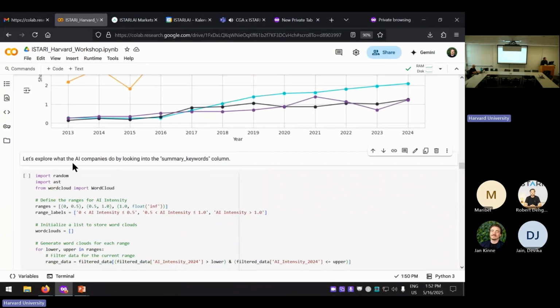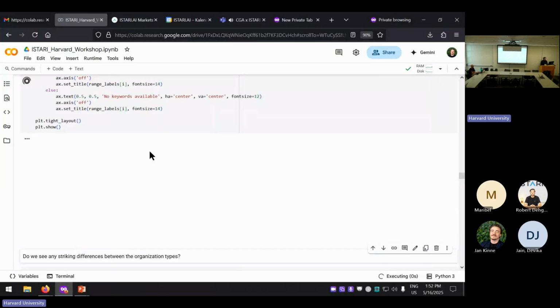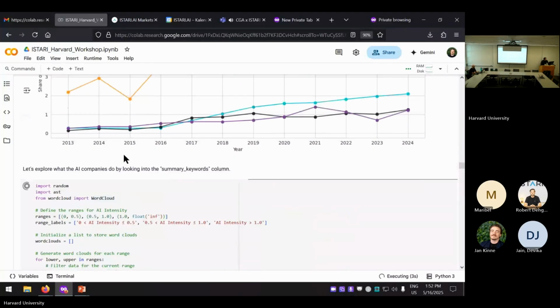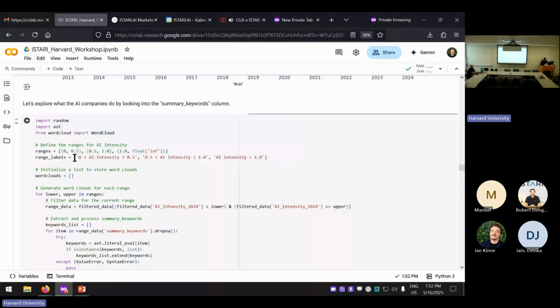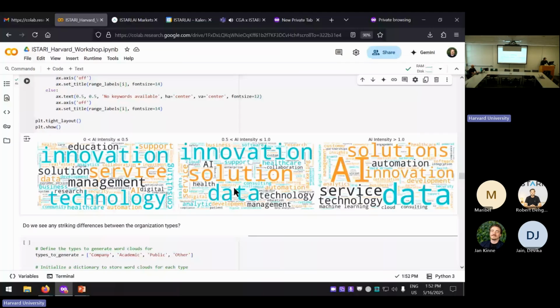And now what we could also do is explore what the important keywords are that describe our AI companies. So what I do here is I say, okay, I want to look at 3 types of AI companies: those that have between 0 and 0.5 intensity, between 0.5 and 1, and the ones above 1.0, right? So different types. And I created 3 word clouds for the ones with low, medium, and high intensity, to see what are the most relevant words to describe their business activity, right?